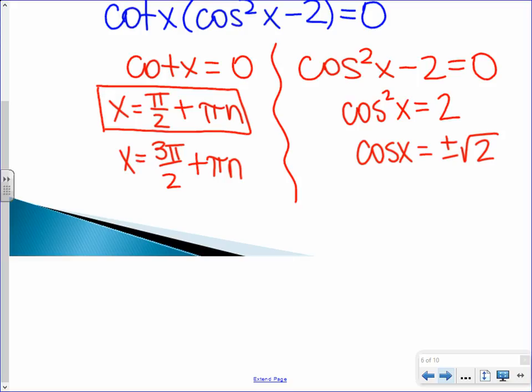Okay? But it's radical 2. And radical 2 is approximately 1 point something, which means it's not going to give us a solution. Algebraically it works, but trigonometrically we don't have any values that can make that happen, so there's no solution from that factor. All right. Okay, we have 2 more examples.